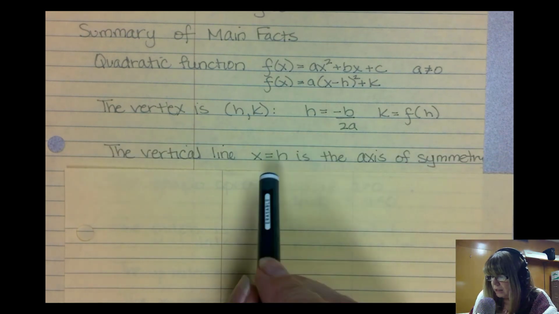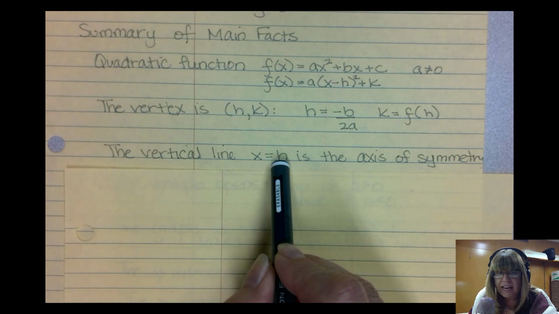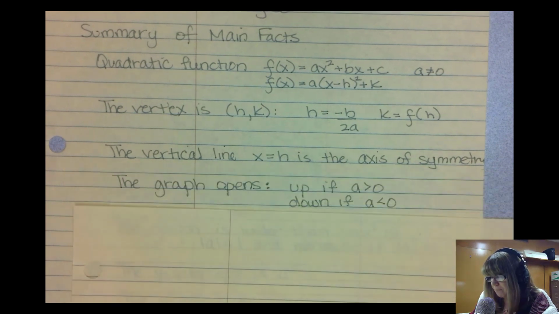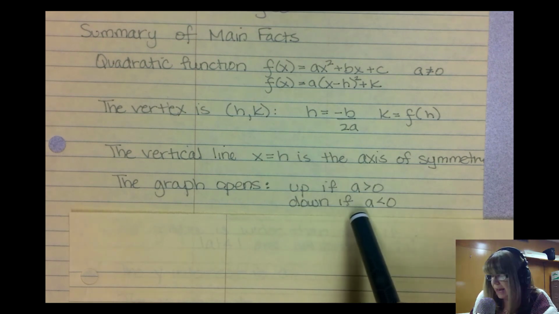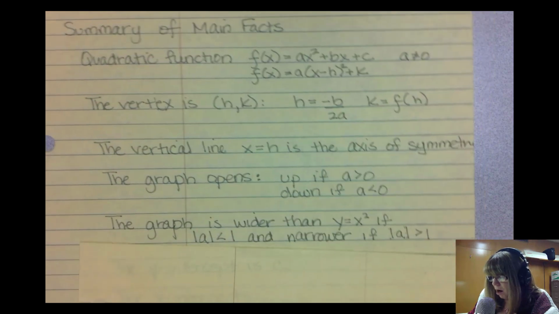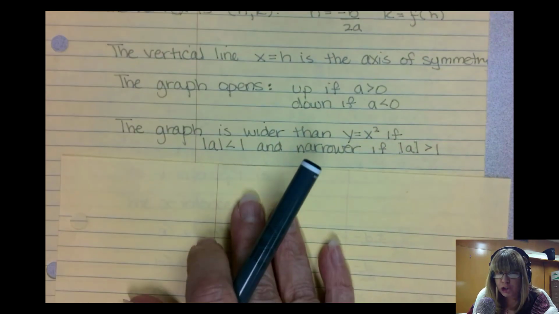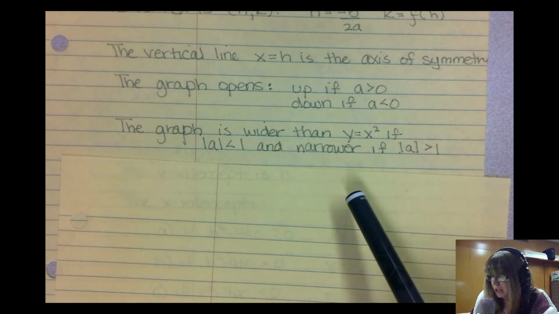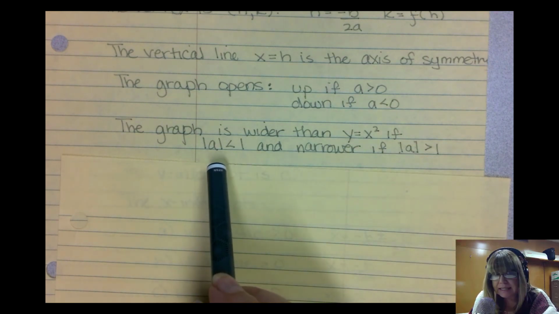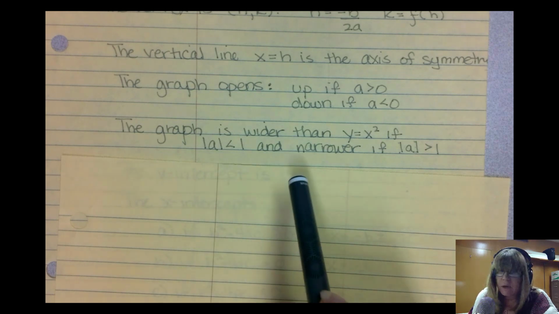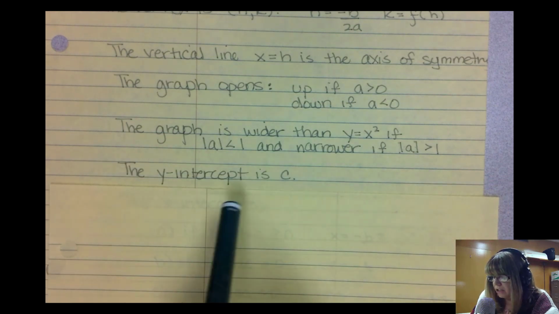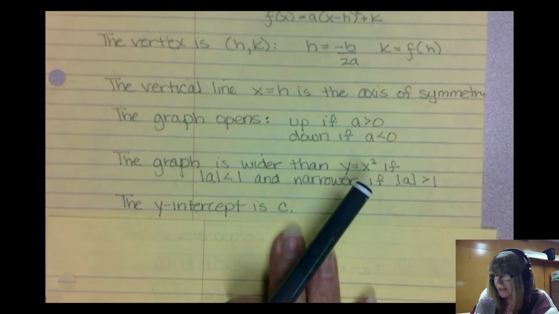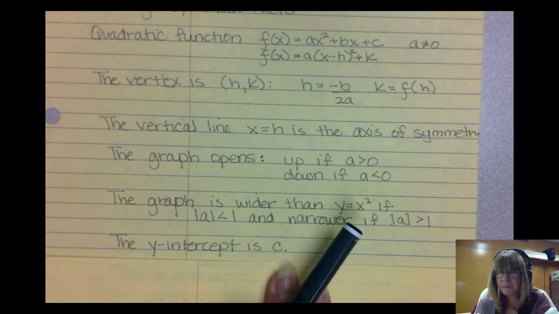A vertical line, x equals our h value, is our axis of symmetry. Our graph opens up if our a value is greater than 0. It opens down if our a is less than 0. Our graph is wider than our standard parabola if the absolute value of a is less than 1, and it is narrower if our absolute value of a is greater than 1. Our y-intercept is actually at c. So looking back at the other form, this ax squared plus bx plus c, our y-intercept is at c.